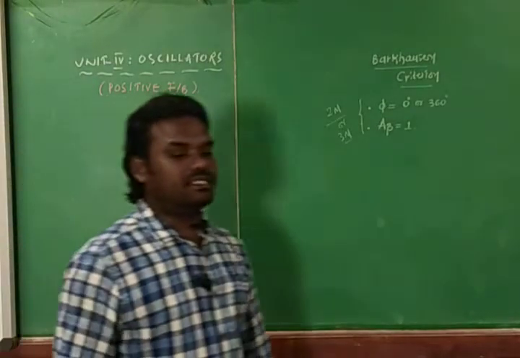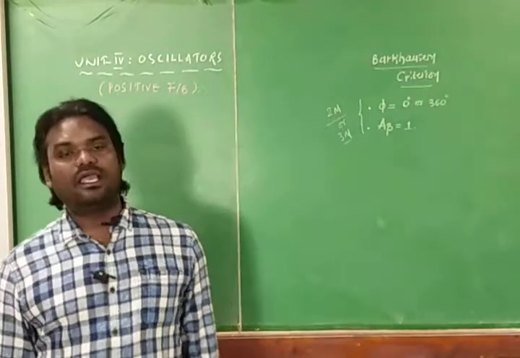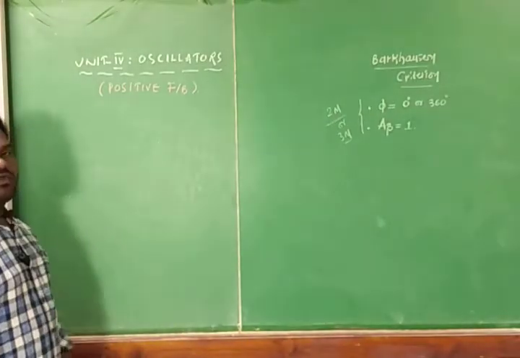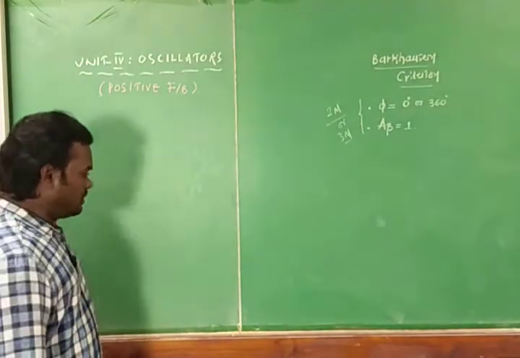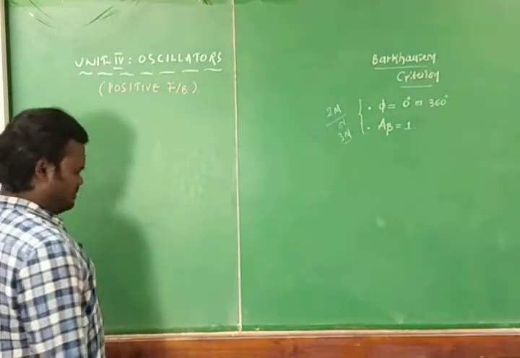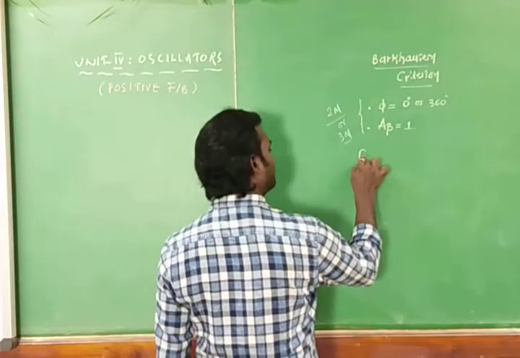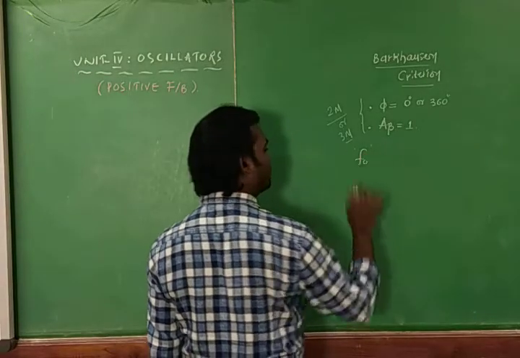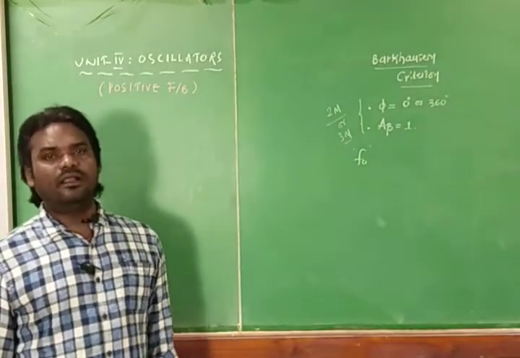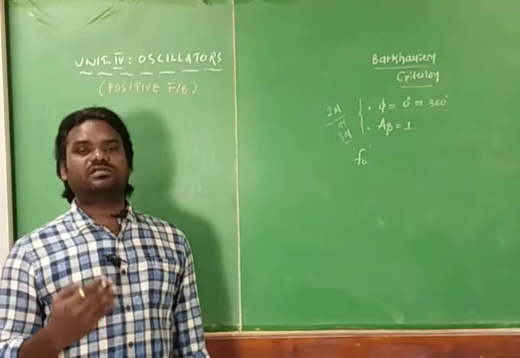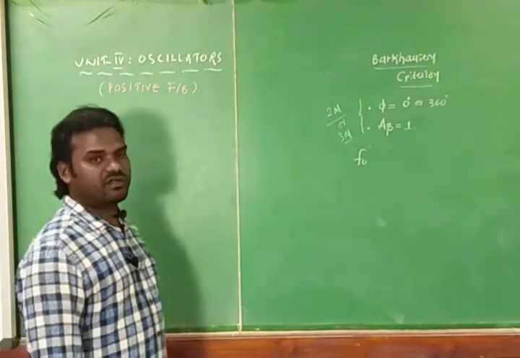We know that an oscillator is an electronic circuit which generates oscillation at one desired frequency. That frequency is named the frequency of oscillation. For 2 or 3 marks, the frequency of oscillation is also important. The definition: it is the frequency at which the oscillator generates sustained and stable oscillations.